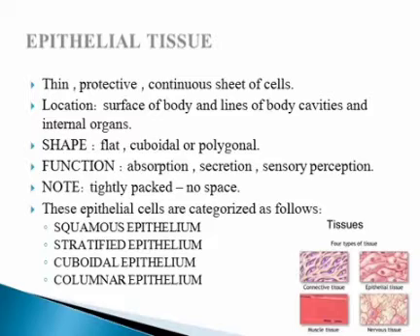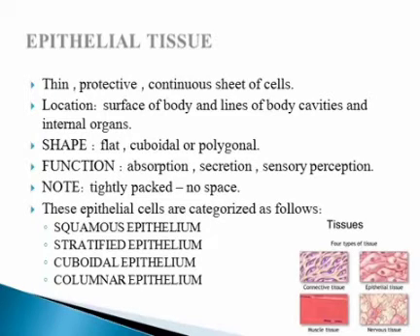What is the function of this epithelial tissue? This epithelial tissue is for protection, as on skin, absorption, secretion as in intestine, sensory perception, etc. These are the different functions performed by epithelial tissue. One important note: the cells of the epithelial tissue fit tightly together. There won't be any intercellular space between the cells. They are tightly packed without any space.